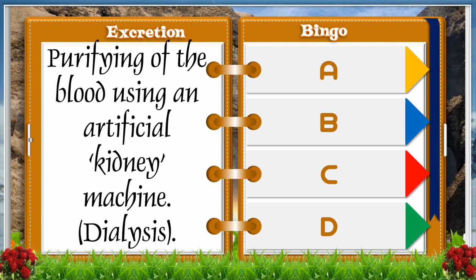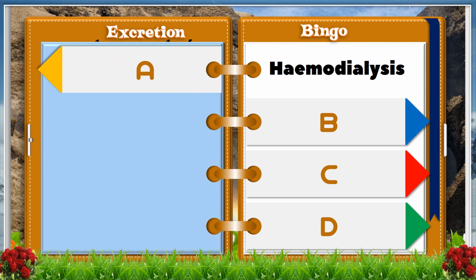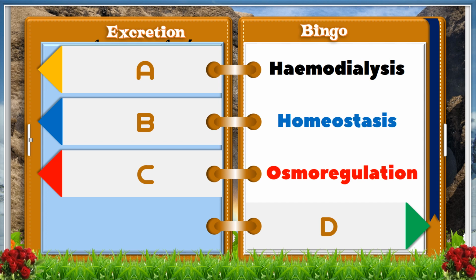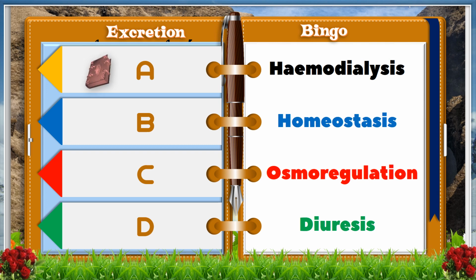Purifying of blood using an artificial kidney or machine. A. Haemodialysis. B. Homeostasis. C. Osmoregulation. D. Diuresis. And the answer is A. Haemodialysis.